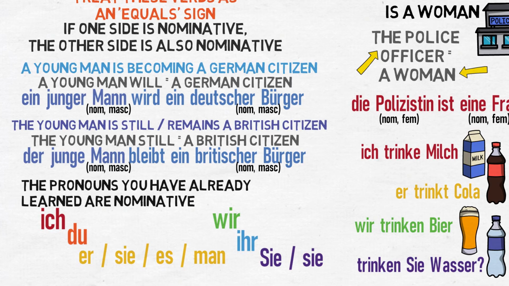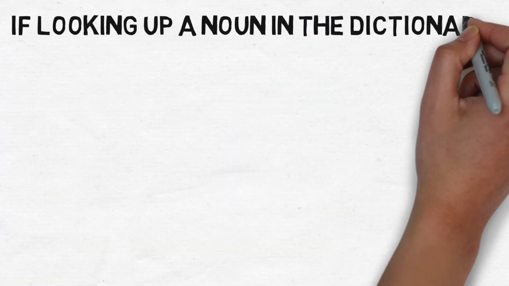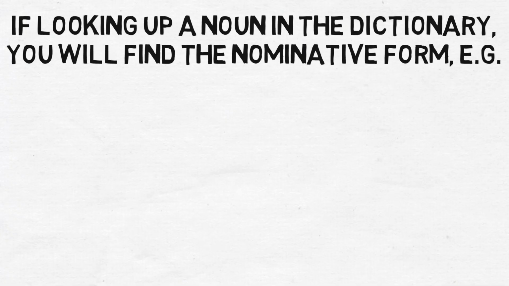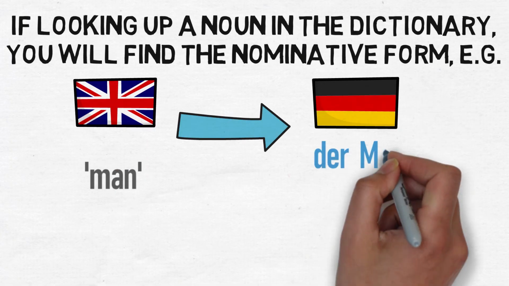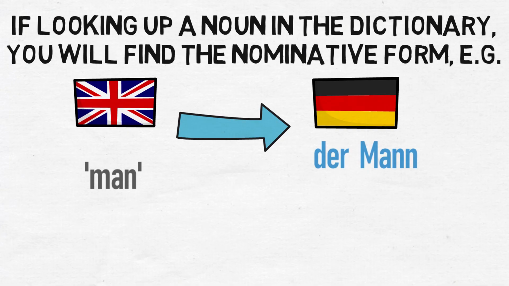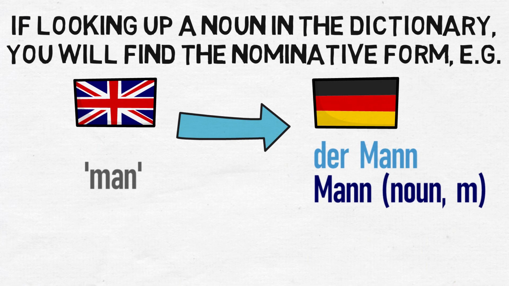And that's realistically all you need to know about the nominative. It's the normal case and is used most commonly with the subject of a sentence. If you take a noun straight out of the dictionary, it will tell you the nominative form. For example, if I look up the word man, it either says der Mann, showing us that man is masculine, or it will say Mann, noun, M, which also tells us that man is a masculine noun.